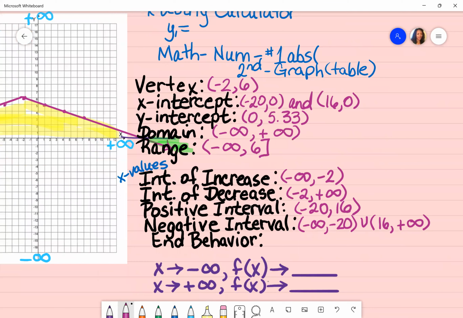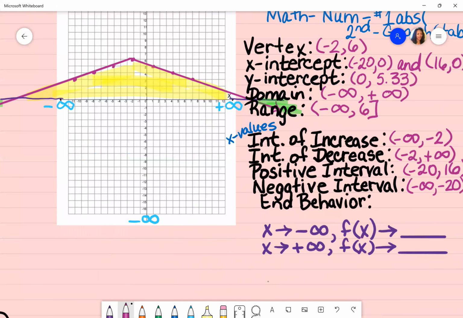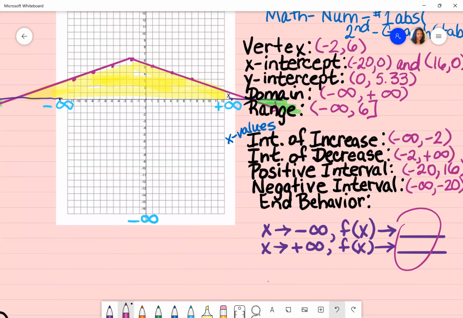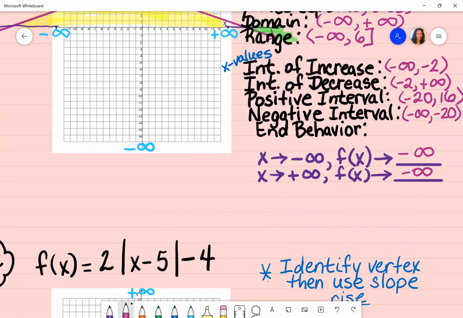My end behavior is going to be the same for both of my blanks because I'm looking at the arrows. It doesn't matter if x is going to the left or if x is going to the right. What ends up happening with my arrows at the end of my graphs on both sides? Well, they're both going down. Down for y means negative infinity. So both of these will be negative infinity. That's the first example when we're using a calculator.